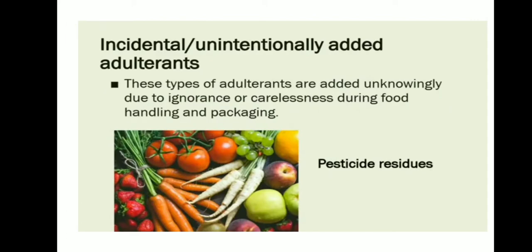The next, incidental or unintentionally adulterants. These type of adulterants are added unknowingly due to the ignorance or carelessness during the food handling and packaging. This happens unknowingly, not purposefully. Example, pesticide residues. So the pesticides will be sprayed over the crops. So this is actually added for killing the pest only, but sometimes it may harm the fruit or food items.